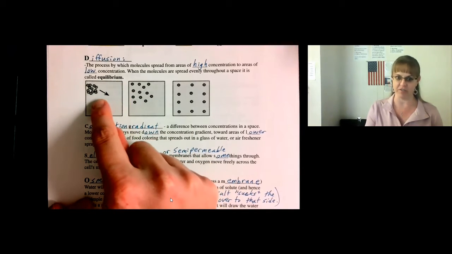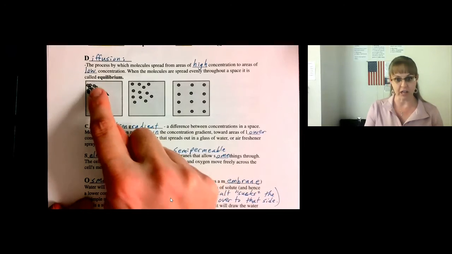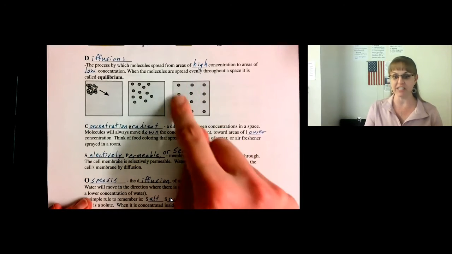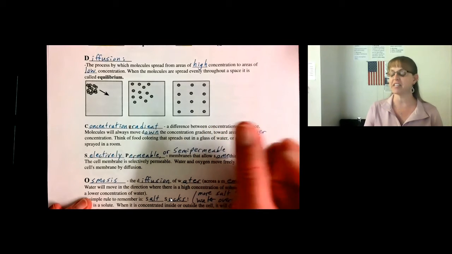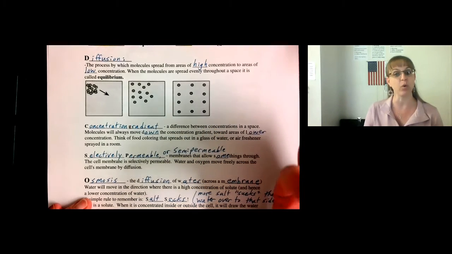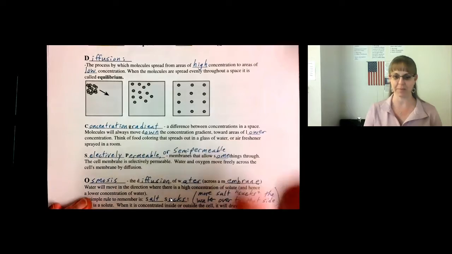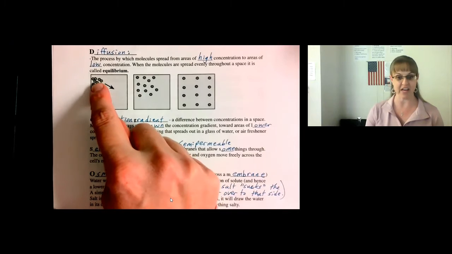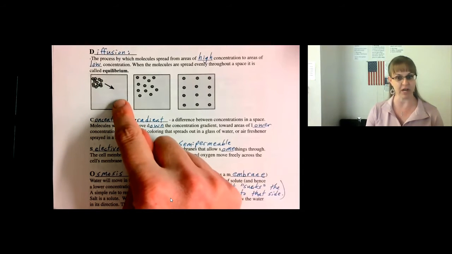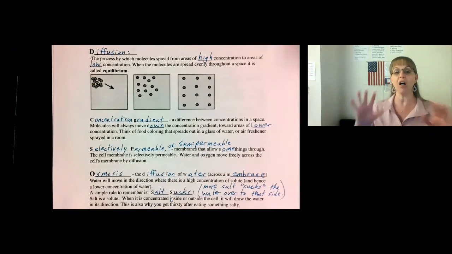In fact, there is no food coloring here. The food coloring will spread out until it's equally distributed throughout the water, until the food coloring reaches equilibrium with the water. The food coloring or any chemical will always move from areas of high concentration to areas of low concentration until all the concentration is equal.